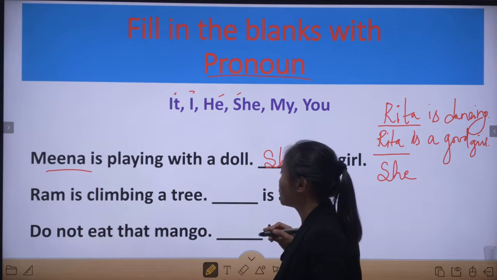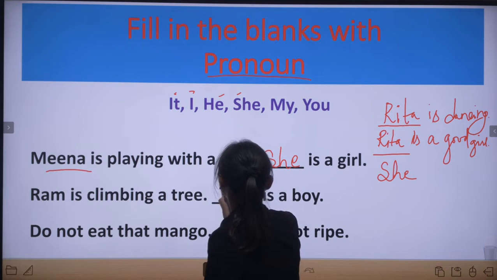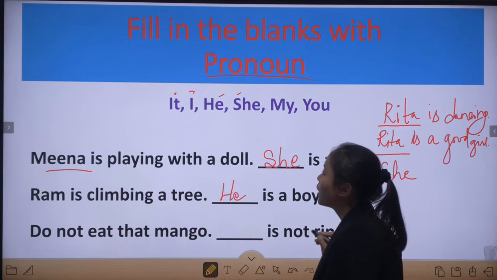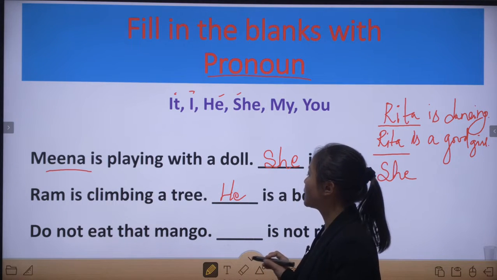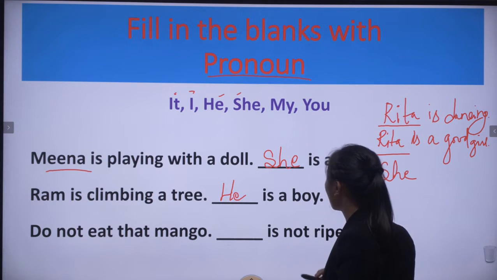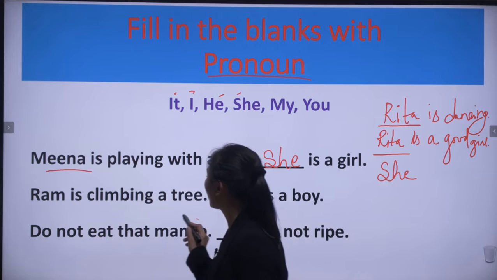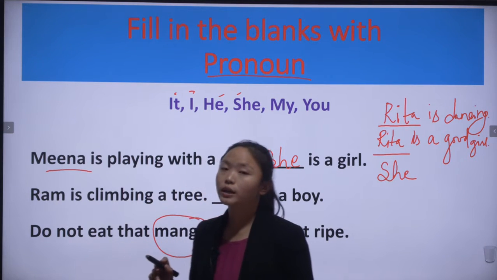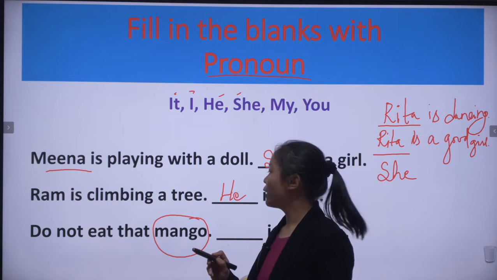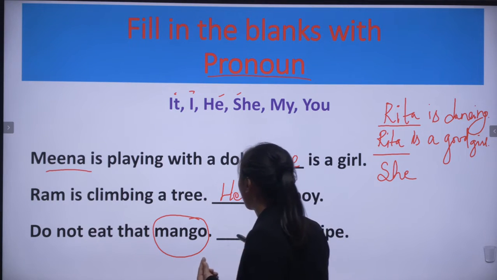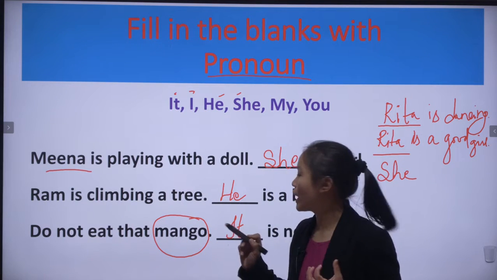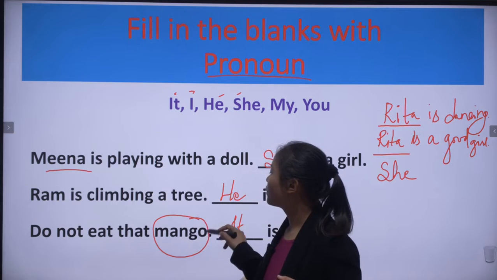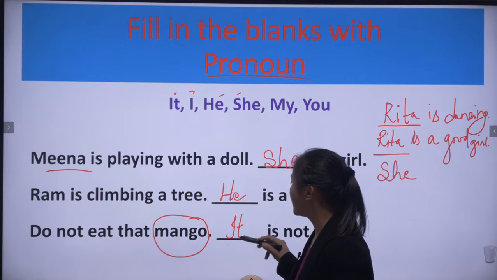Ram is climbing a tree. Ram is a boy, so we have to write he. Now second, do not eat that mango, it is not ripe. Okay, mango is not the name of a boy or a girl, it's a fruit, right. So instead of mango we have to write it. If it's a fruit, or an animal, or a thing we have to write it. Okay, we have to replace mango with it.